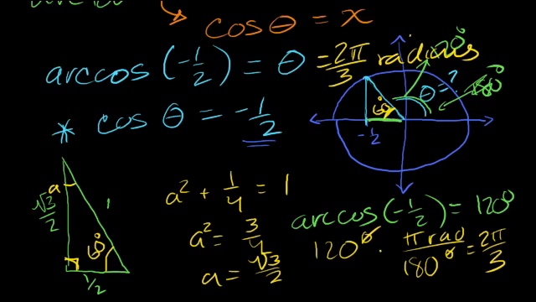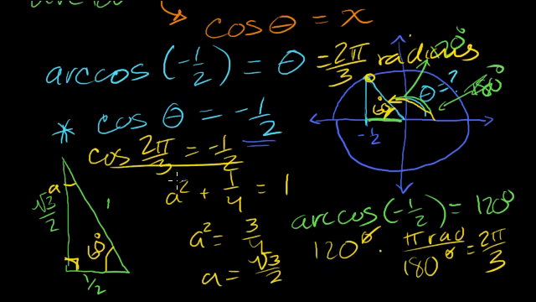Now, just like we saw in the arcsine and the arctangent videos, you probably say, hey, if I have 2 pi over 3 radians, that gives me a cosine of minus 1/2. And I could write that: cosine of 2 pi over 3 is equal to minus 1/2. This gives you the same information as this statement up here.